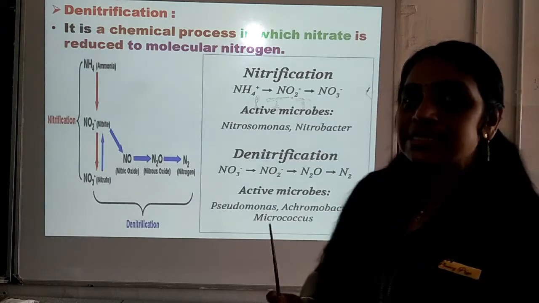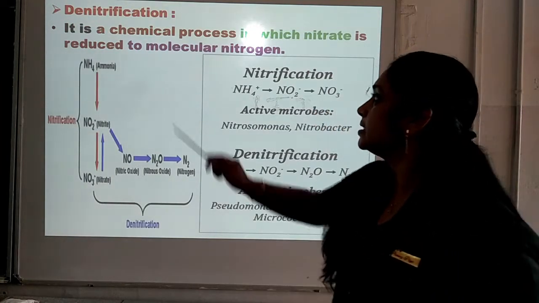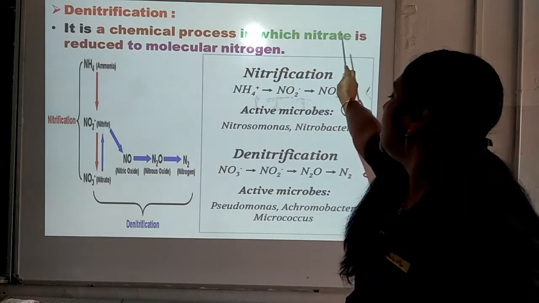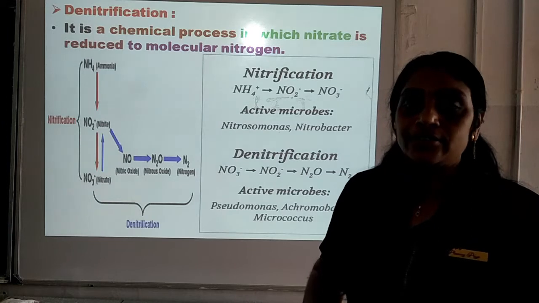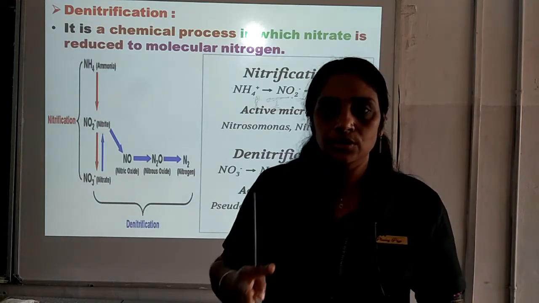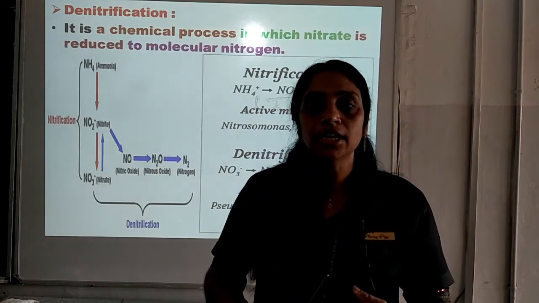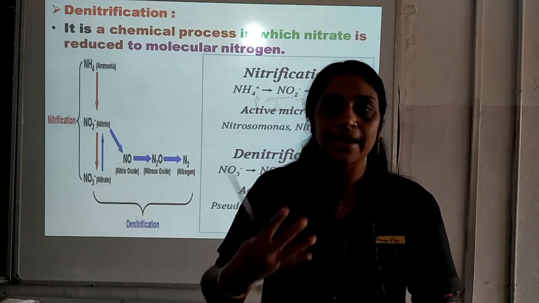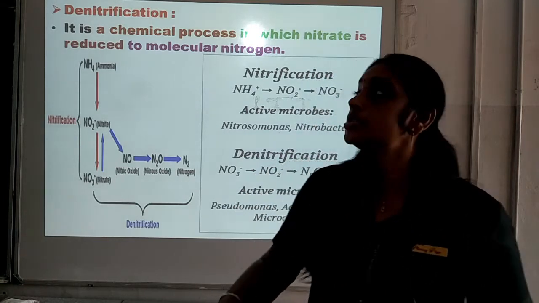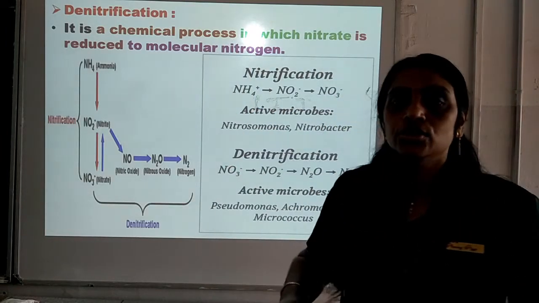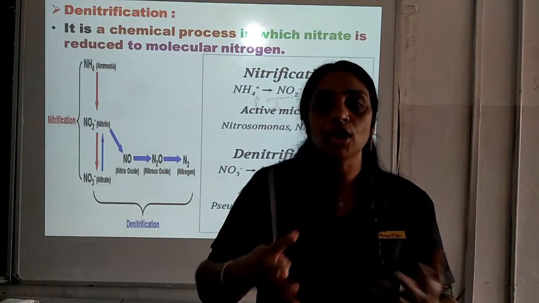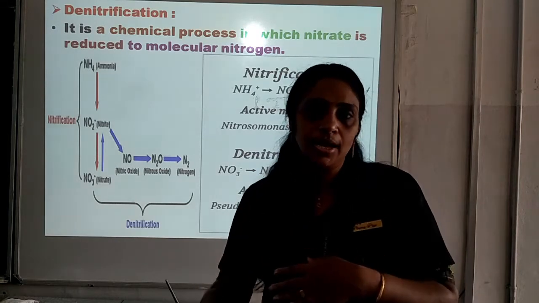Now, the third one is denitrification. It is a chemical process in which nitrate is reduced to molecular nitrogen. The nitrate which is produced through nitrification is again converted back to molecular nitrogen. That process is called denitrification. So, through ammonification what happened? The molecular nitrogen is converted to ammonia.